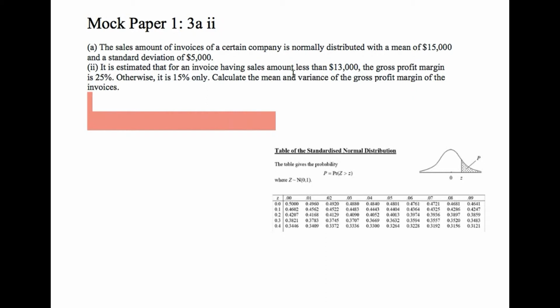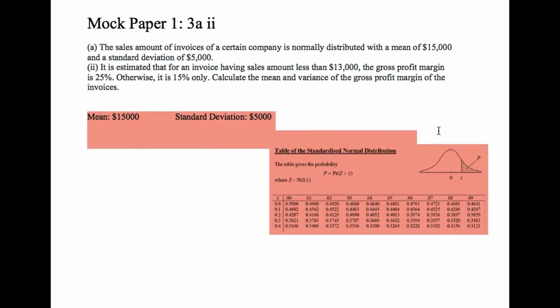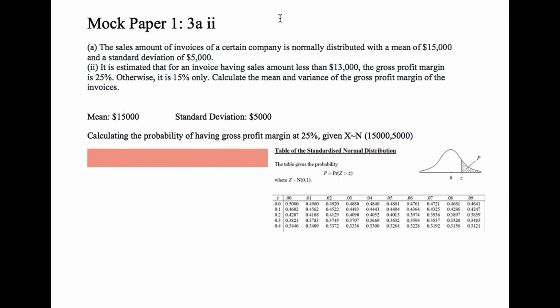So with the above information, we can get that the mean is 1,500 and the standard deviation is 5,000. We can now calculate the probability of having gross profit margin at 25%. Our equation to calculate the probability is down here. X equals the sales amount, and now we're going to calculate the probability of the sales amount less than 1,300. So we use the 1,300 to subtract 1,500, which is the mean, and we divide by 5,000, the standard deviation.